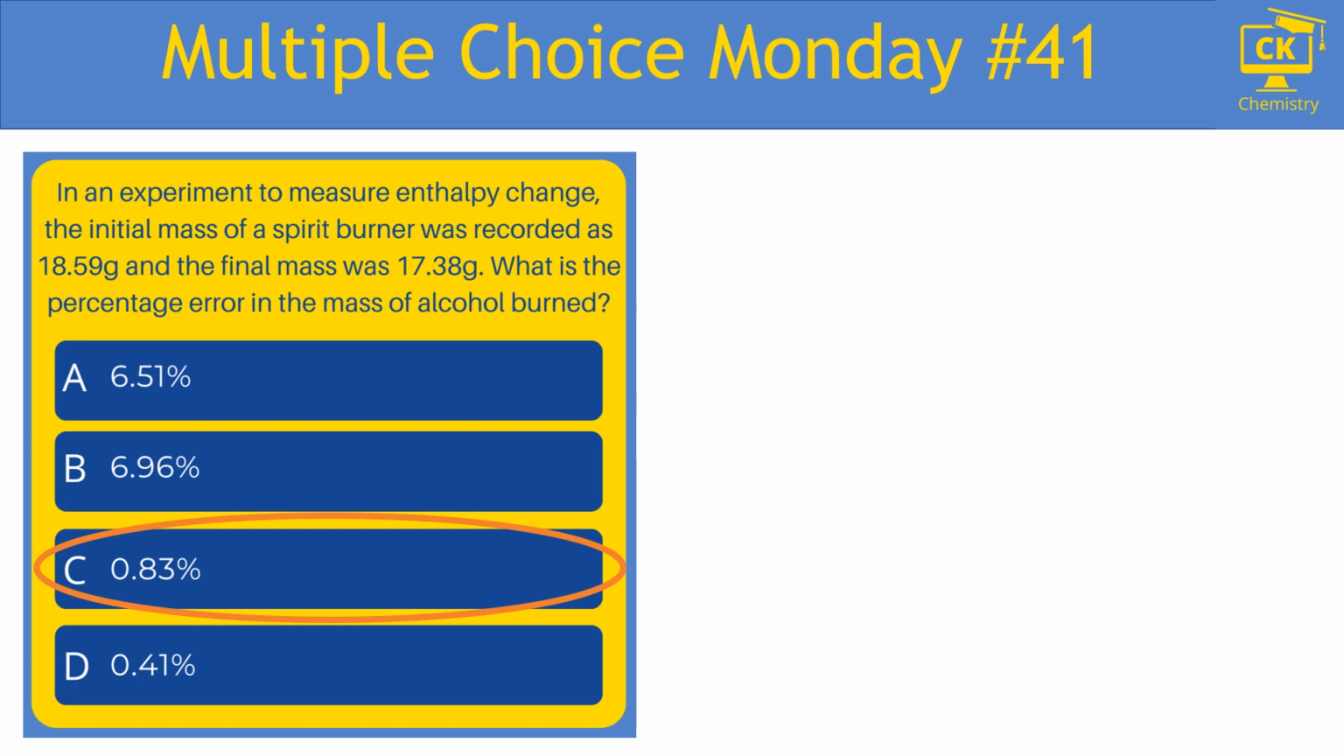So the first thing we need to do is to take the mass of the alcohol burnt. In these experiments, we've got an initial mass and a final mass, but the number that we're going to use in our calculation, the number that we're going to use to find the number of moles of alcohol burnt, is going to be the difference. So first of all, I'm going to do 18.59 take away 17.38. That's going to give me 1.21 grams. So that's actually my reading, the thing that I'm actually putting into my results table.